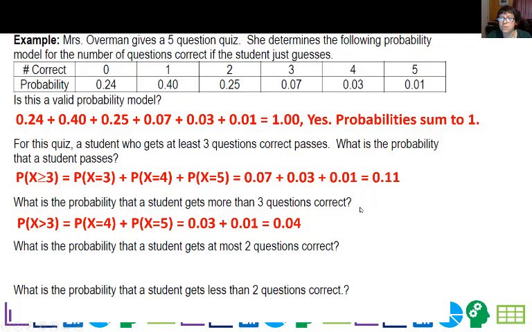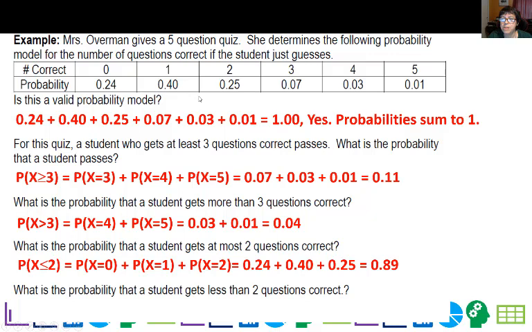What's the probability that a student gets at most 2 questions correct? So that means 0, 1, or 2. So I would add up these 3 probabilities right here, and it would be 89%. What is the probability that a student gets less than 2 questions correct? Well, the less thans are 0 and 1. All right. So 64% of the time. So a huge, over half the time, a kiddo is not even going to get more than 1 question correct on this quiz. All right.